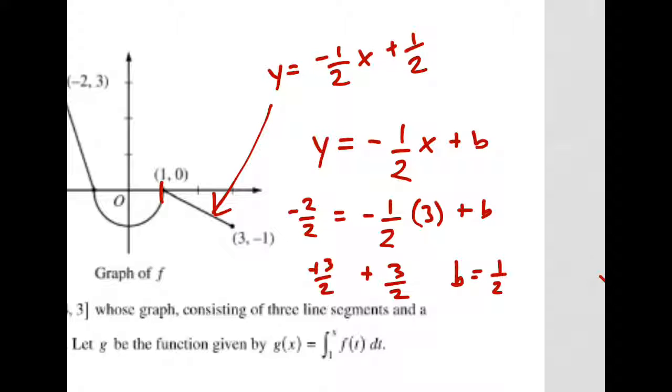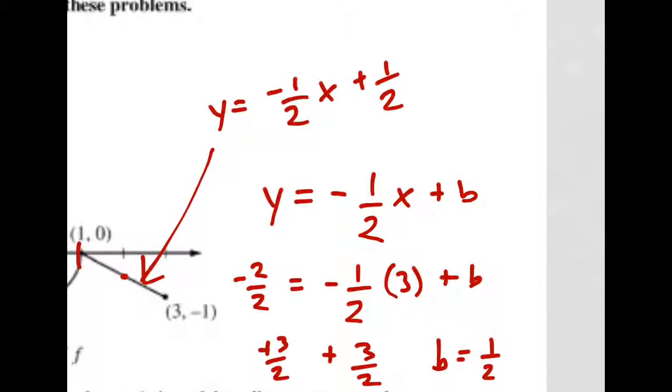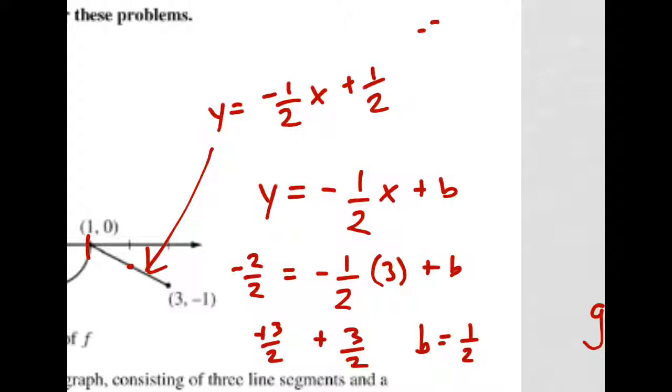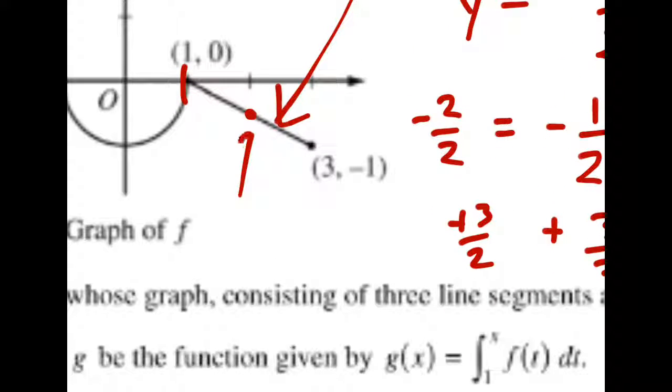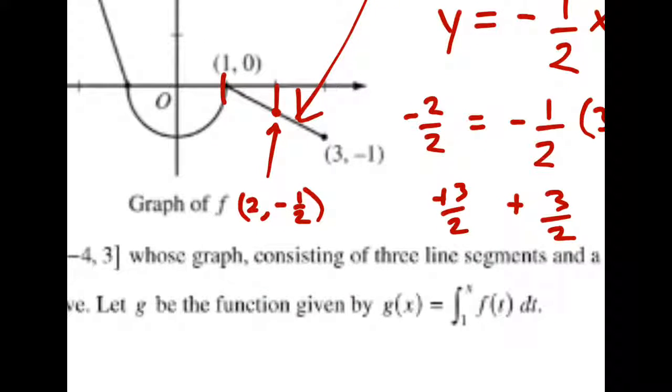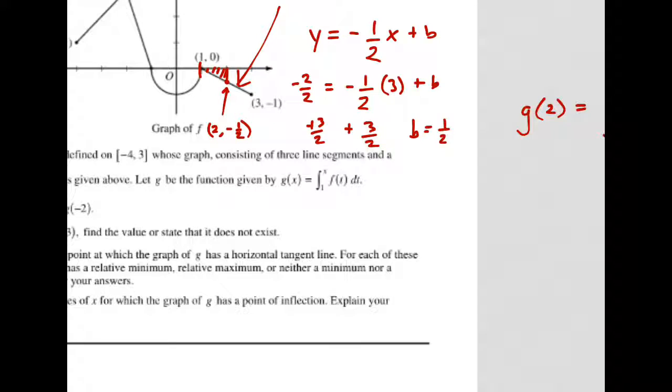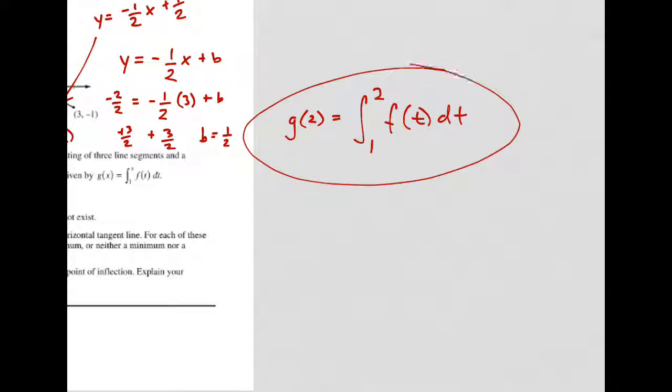So that's for that line. And I wanted to know what this point was. So plug in 2, what do I get? That's -2 over 2 plus 1/2. No, -1/2. Right? Okay. So that means this point right here is at 2, -1/2. So now I can find the area of this by getting the area of the triangle, because that's what that represents.